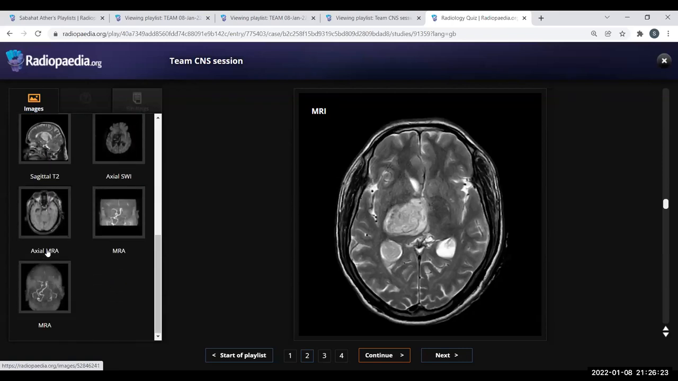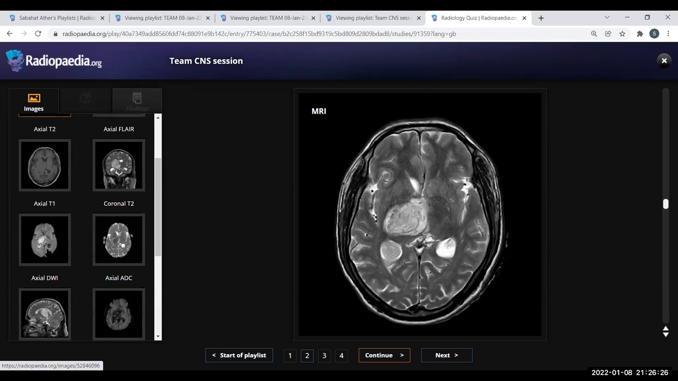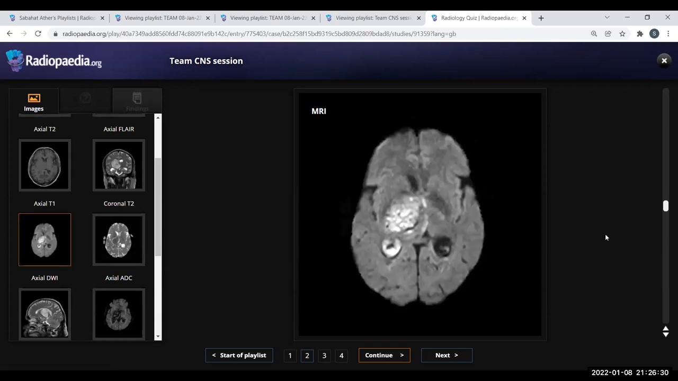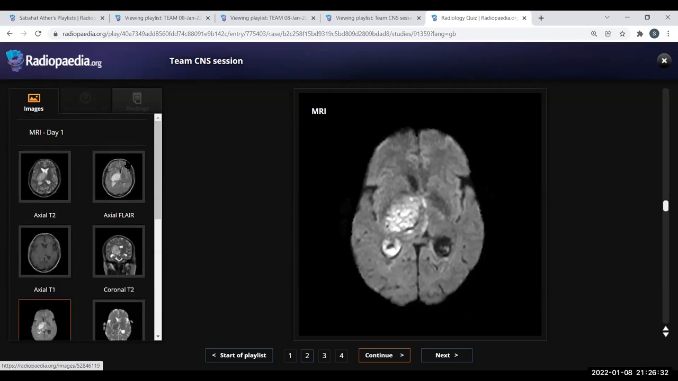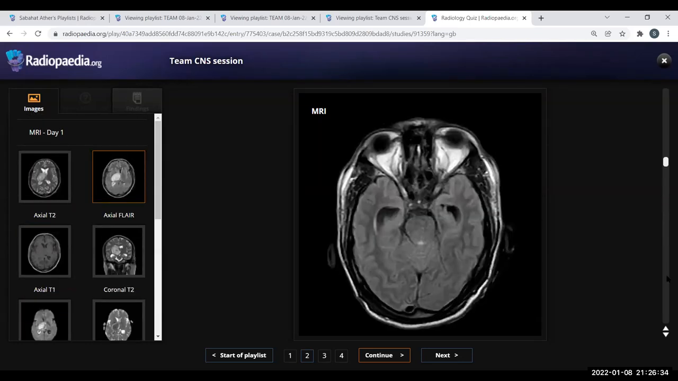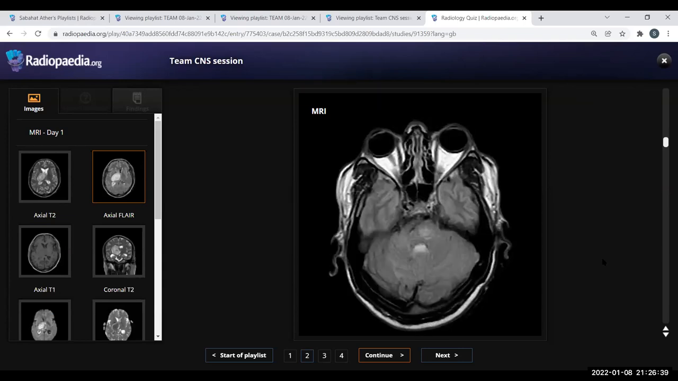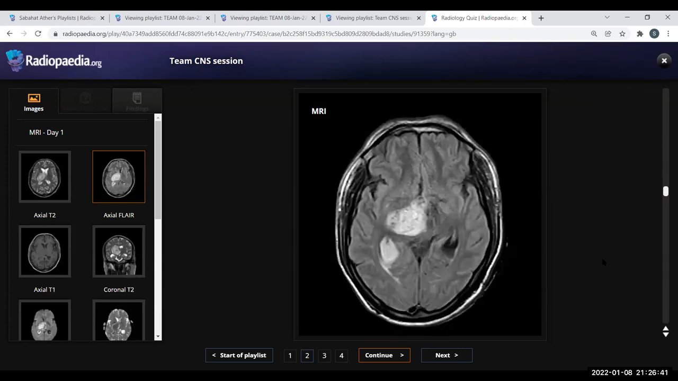There is no flare, I believe. Let me show you DWI. Yeah, there is flare in the upper row. Please check. Okay, axial flare is there. Dr. Ashwini, you are not going to touch the mouse, otherwise I won't be able to scroll, okay? No, I'm not touching the mouse.